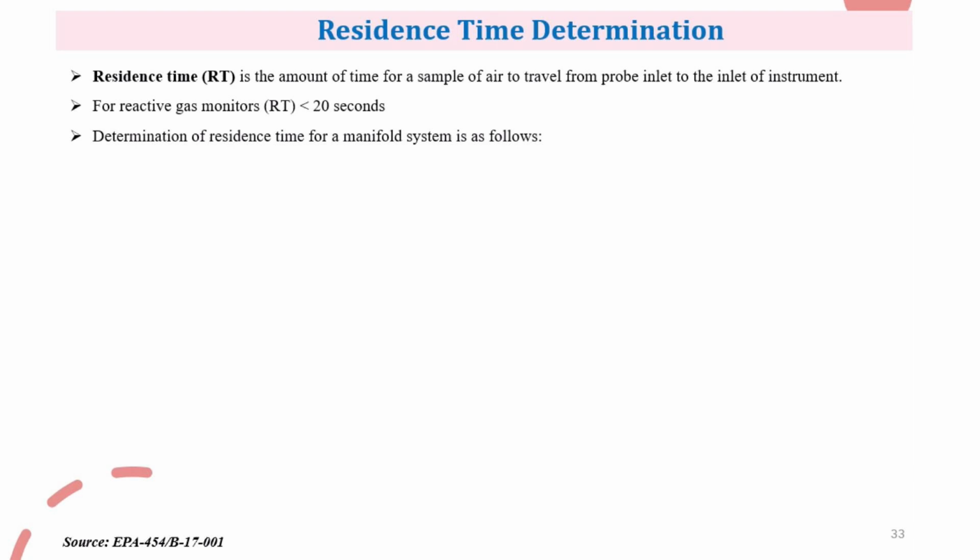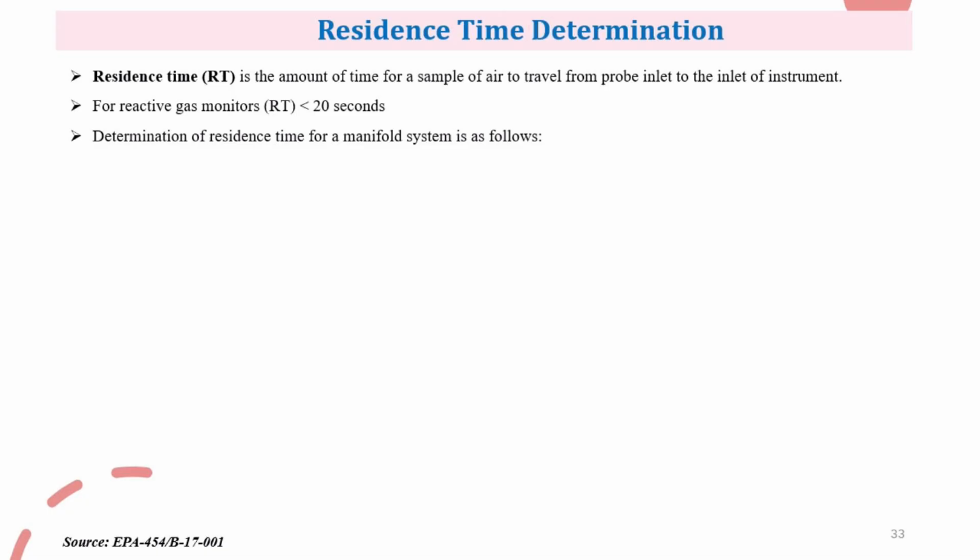Now let's talk about residence time, or RT. This is the time it takes for a sample of air to travel from the probe to the analyzer. For monitors that check reactive gases, we want this time to be less than 20 seconds.